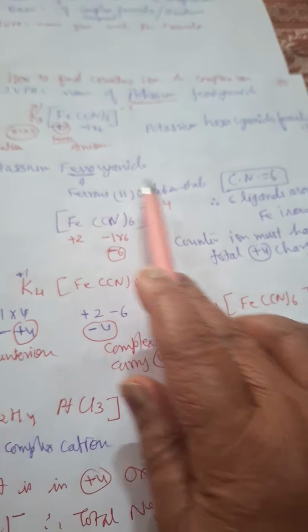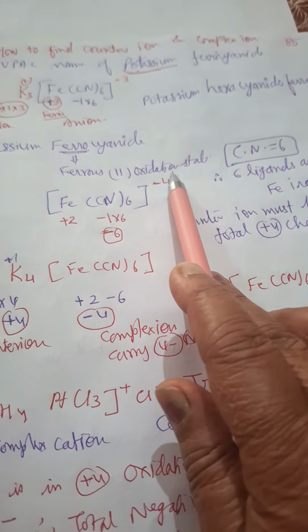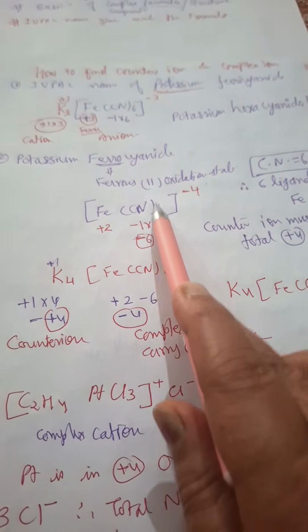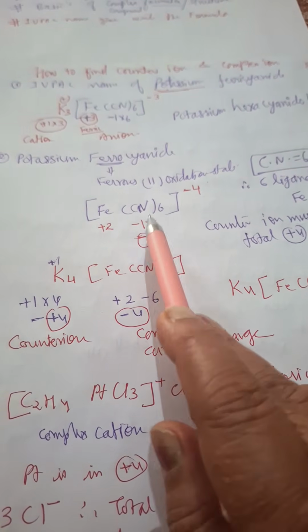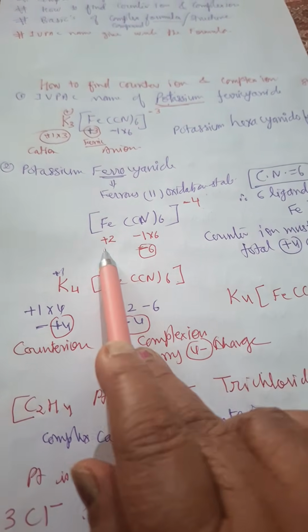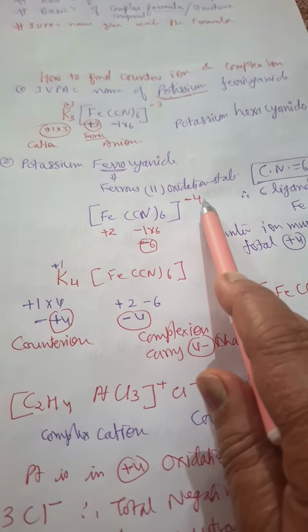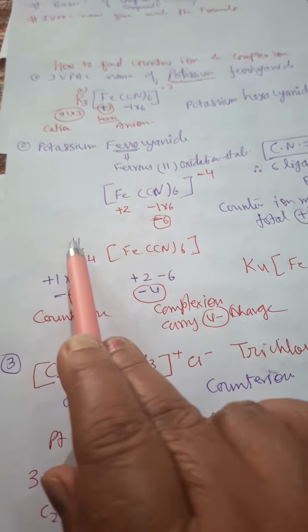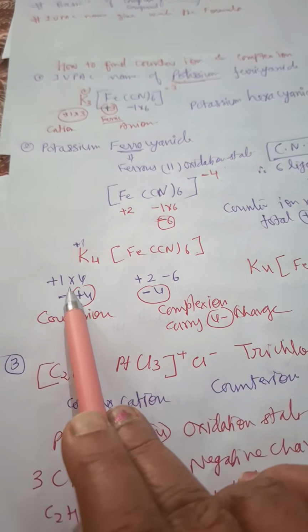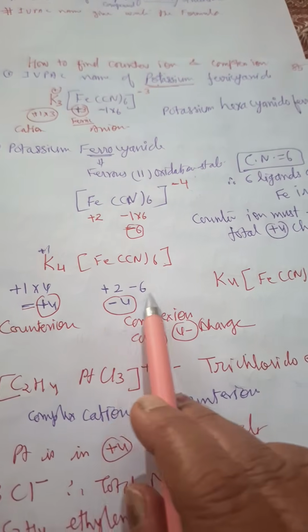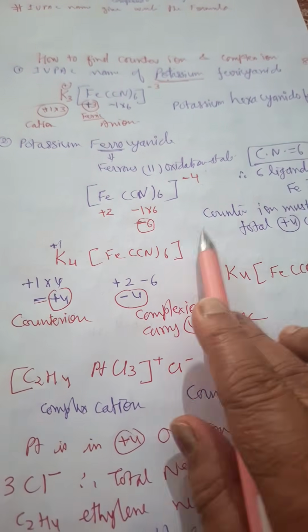Now potassium ferrocyanide. From ferrocyanide, this is the ferrous ion, meaning iron is in +2 oxidation state. It also has coordination number 6. So Fe(CN)6 is there, with -6 charge total from the ligands, and because of ferrous it is +2. So this complex carries -4 charge. So we have to write K4[Fe(CN)6], because 4 times +1 is +4, and the complex total is -4. So we can write it like this.